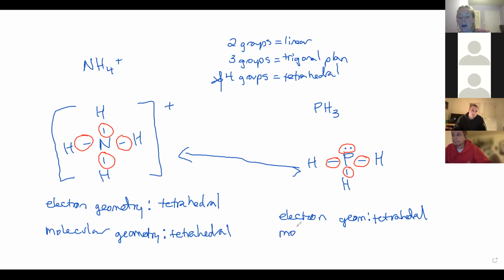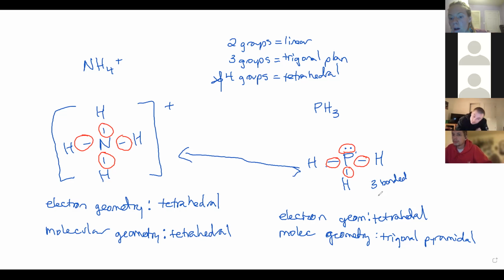So the molecular geometry is trigonal pyramidal. Trigonal pyramidal. Okay. A little pyramid that points down. How can you decide this from that chart? Well, we have 3 bonded groups, 3 bonded and 1 lone.